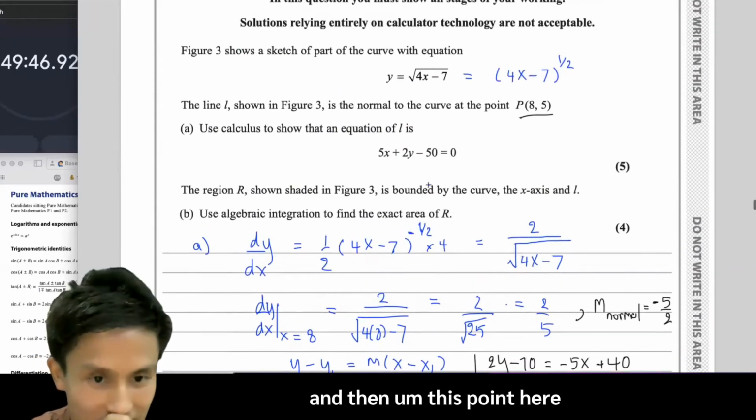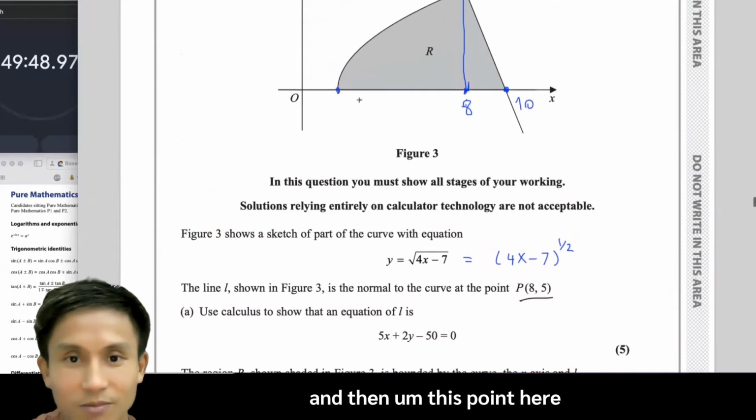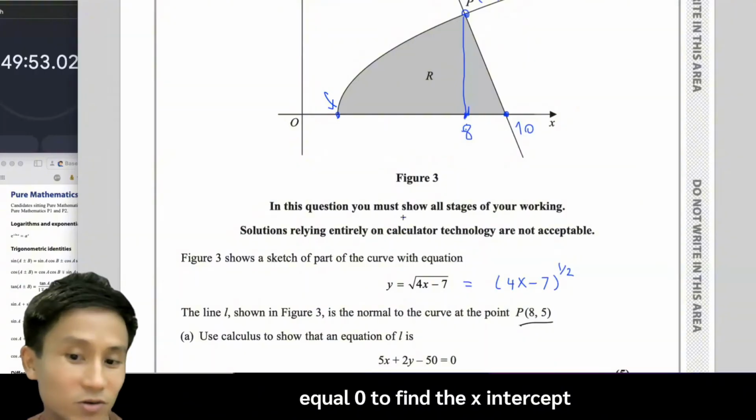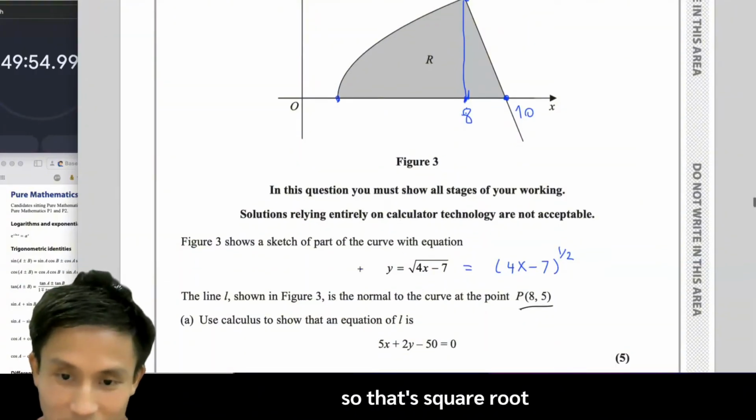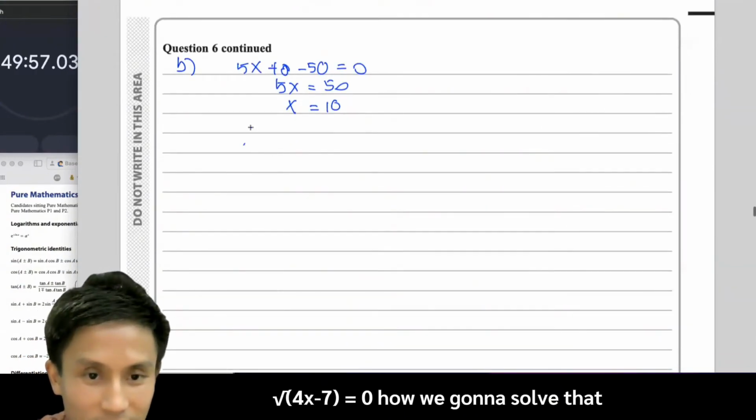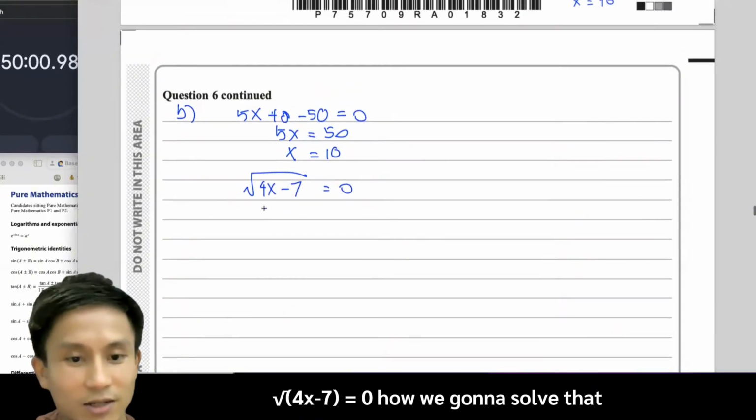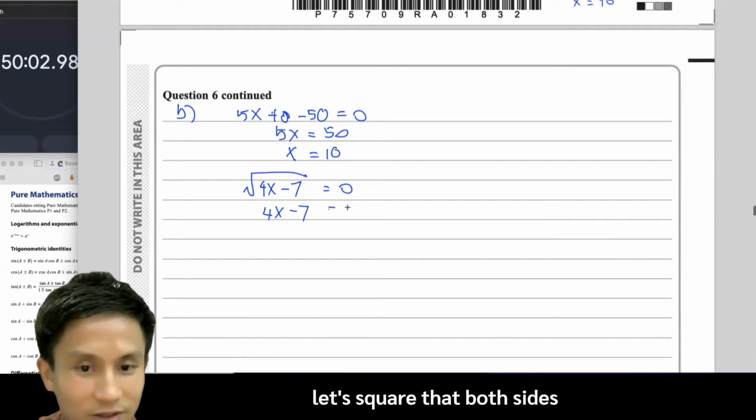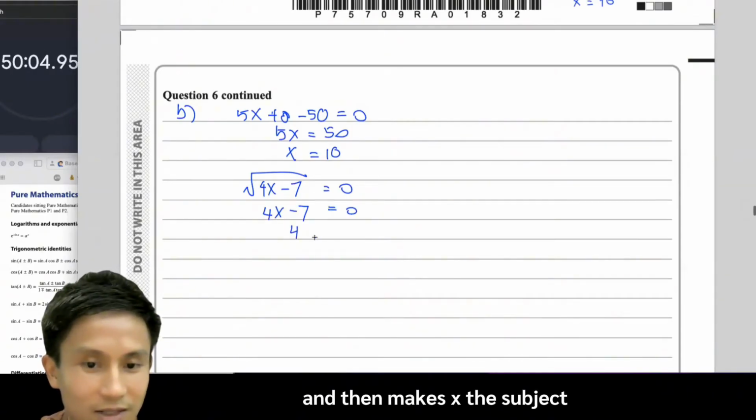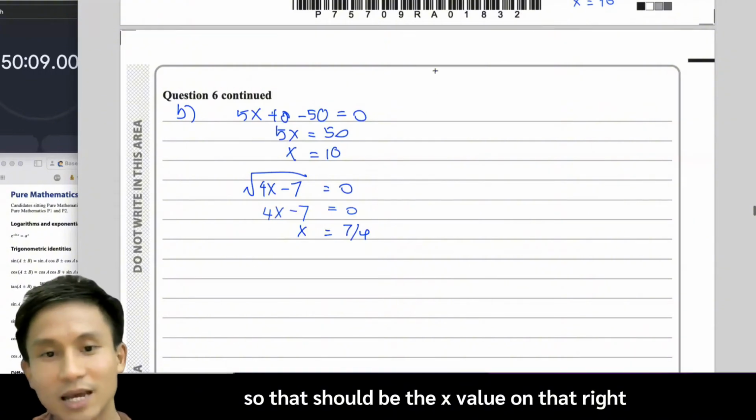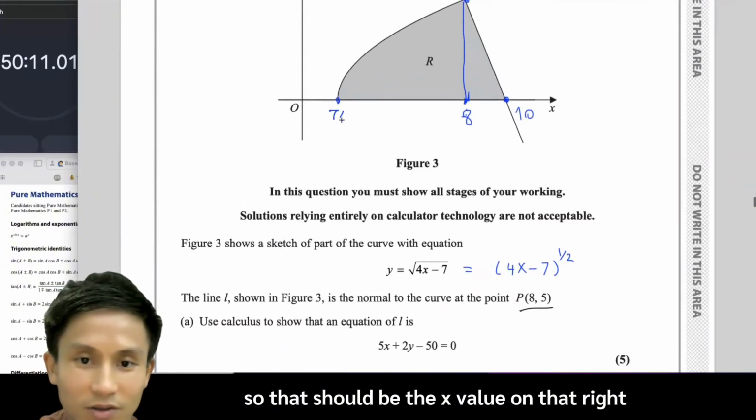Okay. And then this point here, we need to make the curve here equal 0 to find the x-intercept. So that's square root 4x minus 7 equals 0. How are we going to solve that? Let's square both sides and then make x the subject. So I get that. So that should be the x value on that, right?